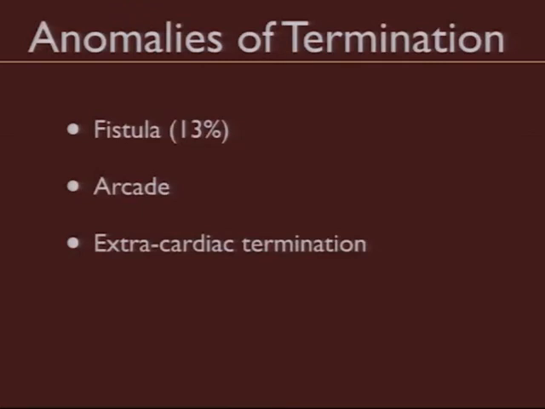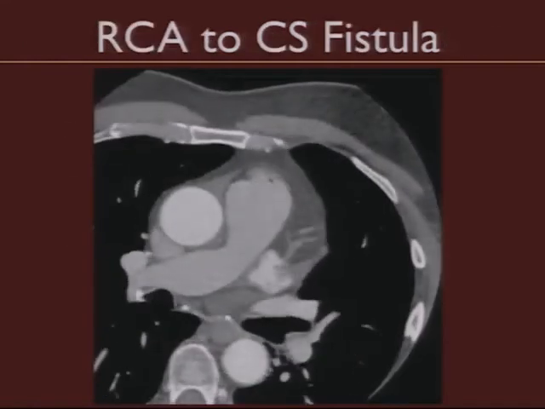Termination, we can have fistulas, we can have arcades. Arcades are basically sort of like collaterals, except they tend not to be as tortuous. They tend to be more direct, straight line vessel connections, and we can have extracardiac terminations.